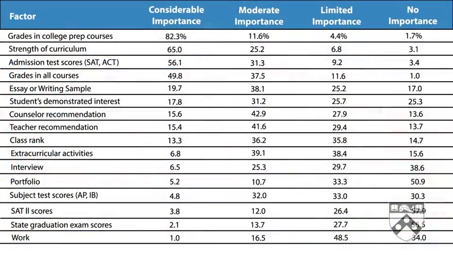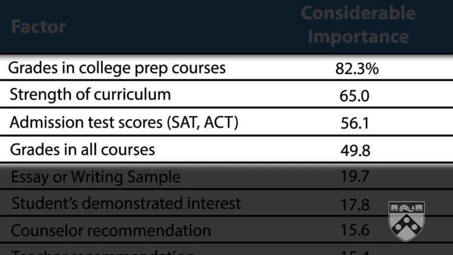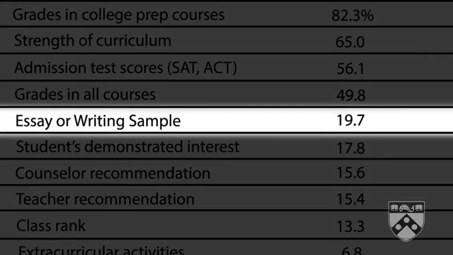In the table that you're looking at, you'll see different factors of the application and how important a university considers that particular factor. I want you to take a look at the top 4 factors. You'll notice that the top 4 factors all refer back to question number 1. They're all academic, quantitative factors. Now, take a look at the 5th piece, essay or writing sample. That is the first piece that we looked at in answering question number 2, in understanding the qualitative factors.